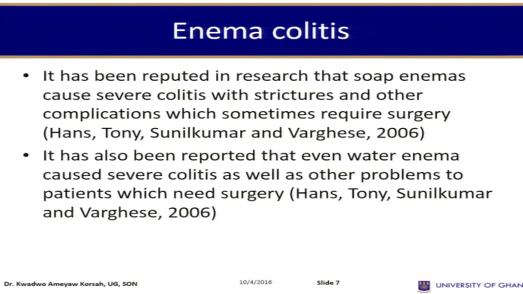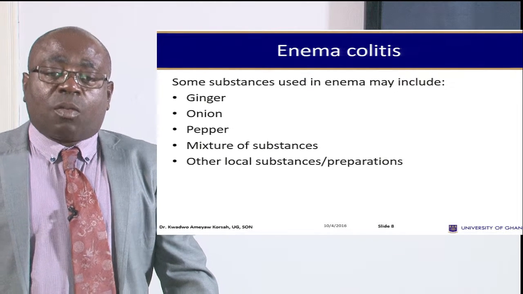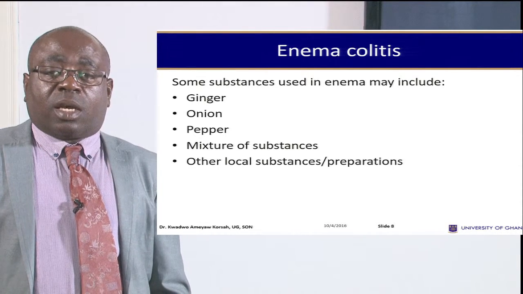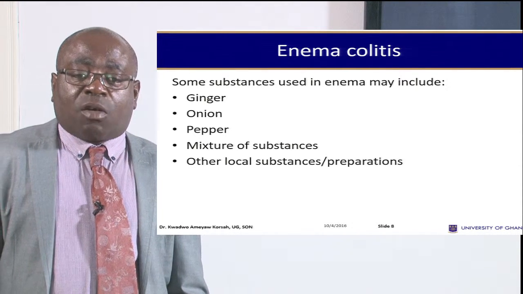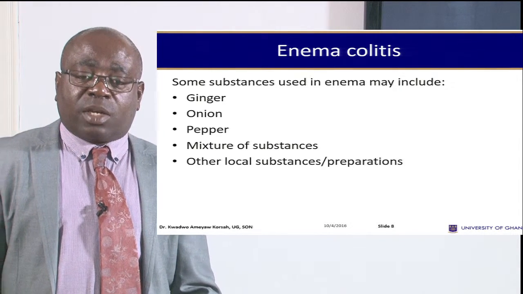In most cases, we need to do surgery and then find out what is really happening. It has also been reported that even water enema causes severe colitis, as well as other problems to the patients which may need surgery. And some substances used in enema may include common substances like ginger, onion, pepper, a mixture of substances, and other local substances and preparations.